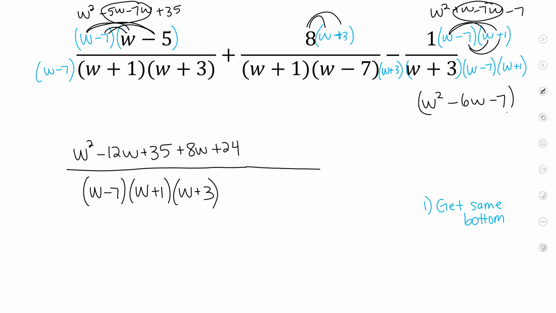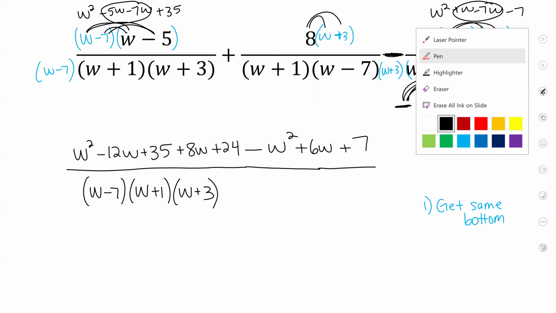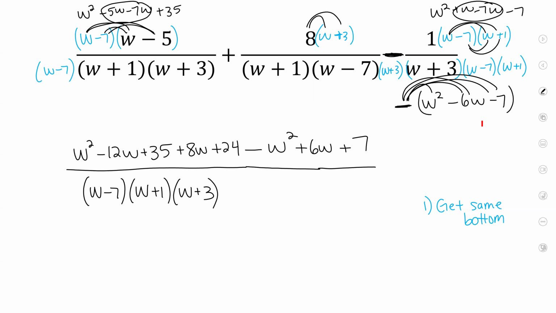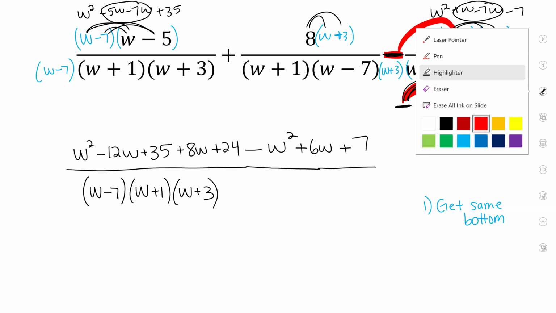And remember, this is being subtracted. This subtraction sign goes to every single thing. So this will be a negative W squared. This will be a positive 6W. And this will be a positive 7. Okay? That is one of the most important things to remember. When you are subtracting, this negative goes to all of it. So it went to this, this, and that. Okay, now we can simplify.